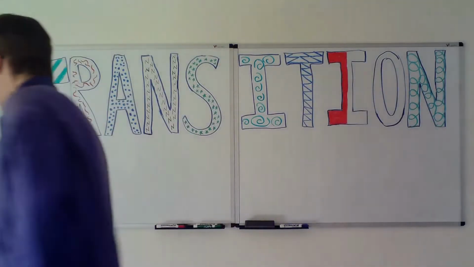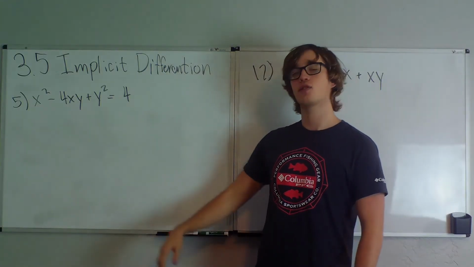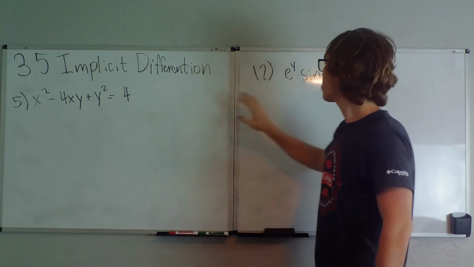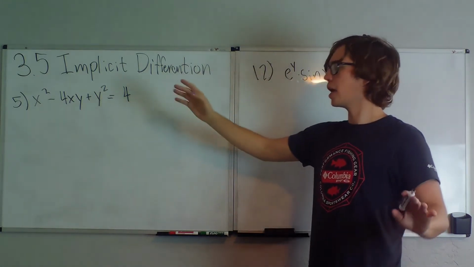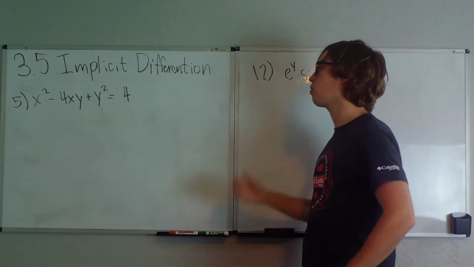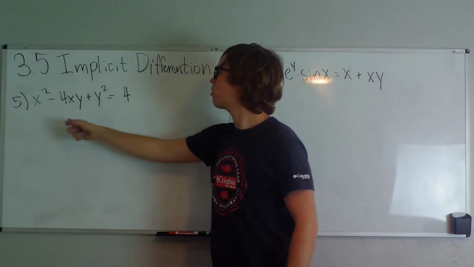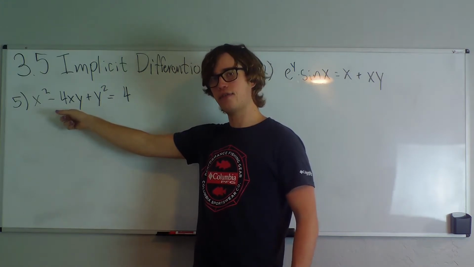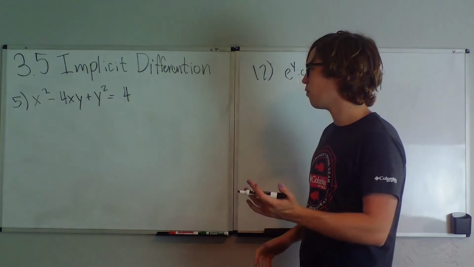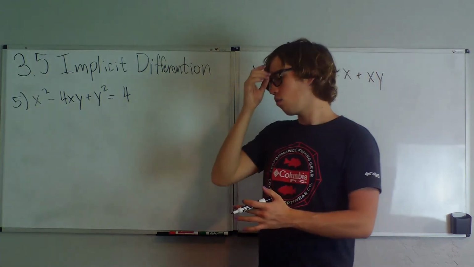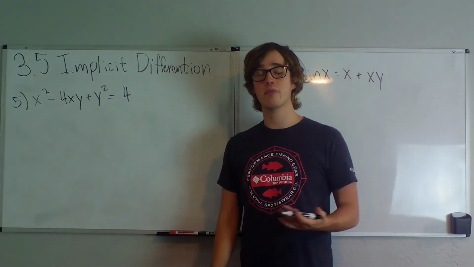Alright, so we're going to be doing number 5, number 12. Number 5. We've kind of seen it before. Okay, there's an x squared, a y squared. But now we have this crappy negative 4xy. Well, what do we have to do? It's like 4x and y. Well, we're going to have to do that handy thing called product rule.